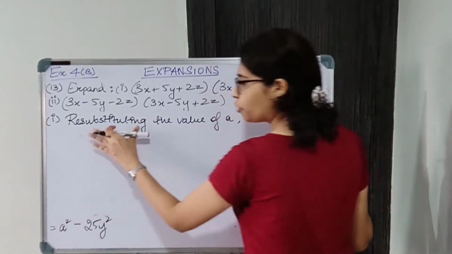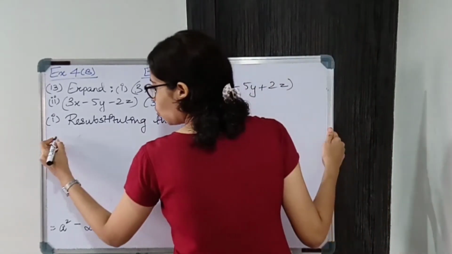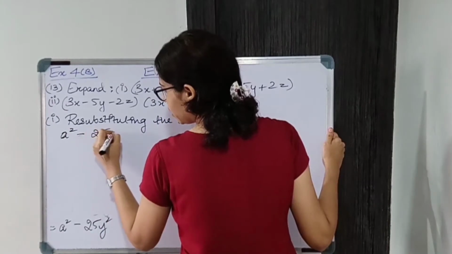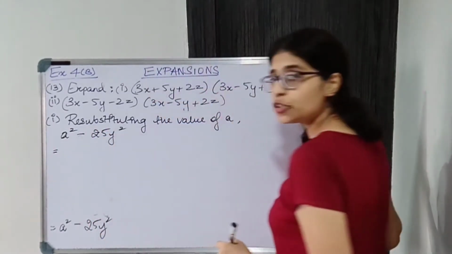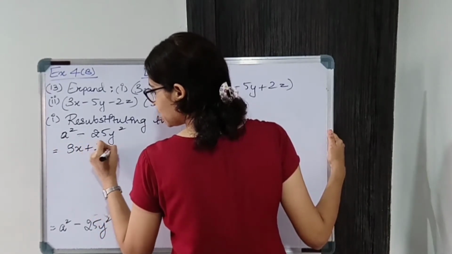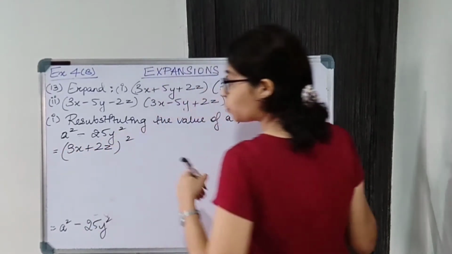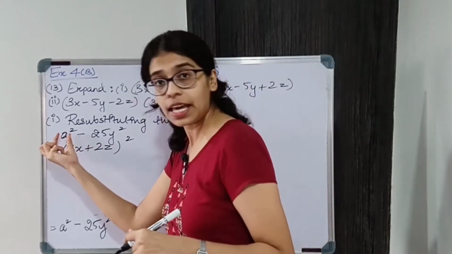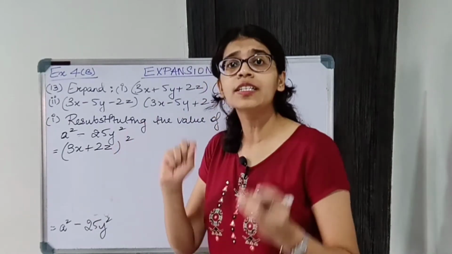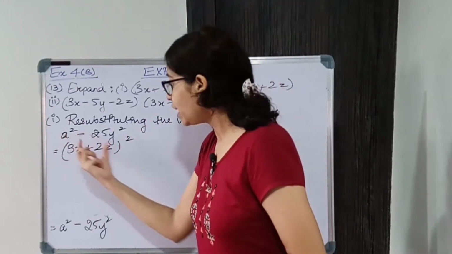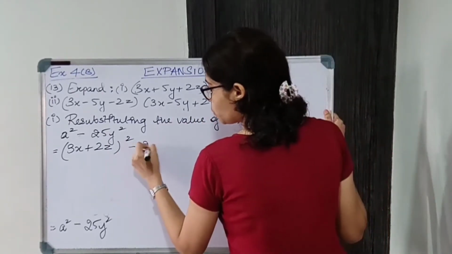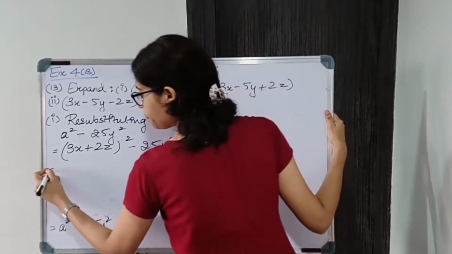Okay, after this step you will write this. So a square minus 25y square is equal to 3x plus 2z, the whole square. This whole thing is a. So in place of a you will write this, put brackets and then square it because it is a square. So a square is nothing but 3x plus 2z, the whole square, minus 25y square.